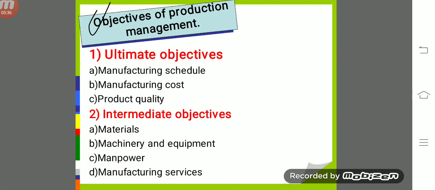So here the production manager has to decide the use and replacement of machineries, and which types of machineries we require in the organization. These types of decisions are made by the production manager. That's why it is an objective, the ultimate objective. Okay, if anyone has any doubt on this point, they can send me a message.